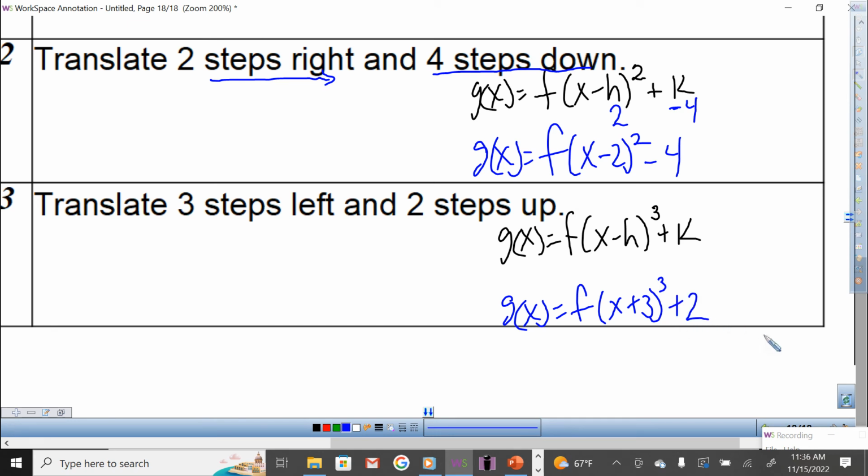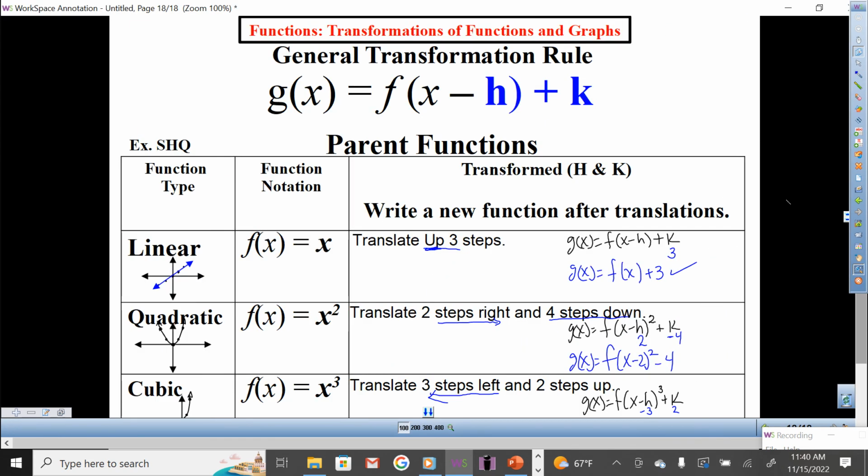Hands if you got that. That is correct. Why? It says here 3 steps left. That means it's negative 3, and negative times a negative is a positive. And then 2 steps up, and that's our rule right there. Okay? Now, here's what I want to convey. Look up, please.